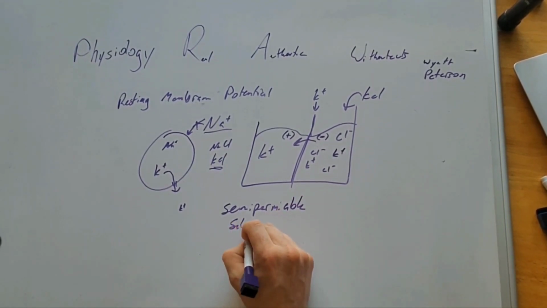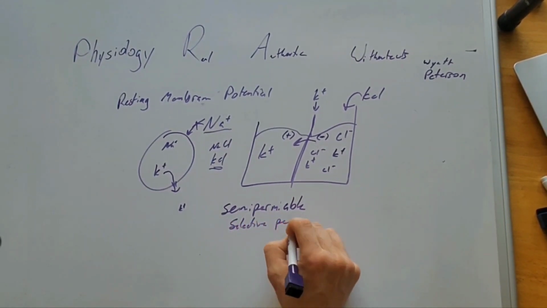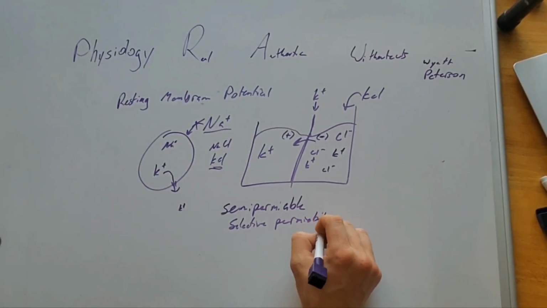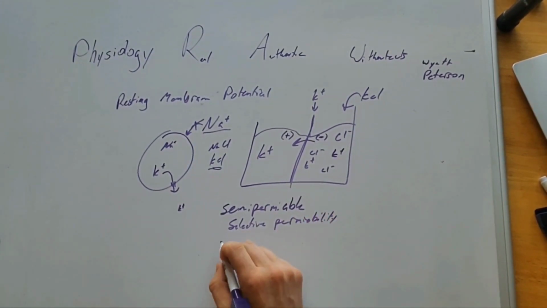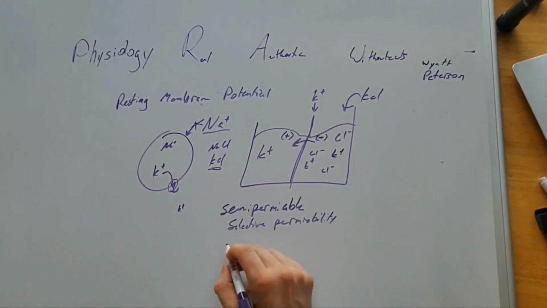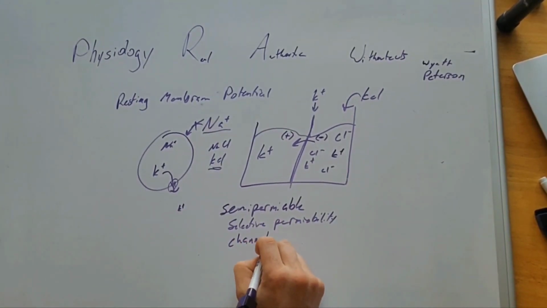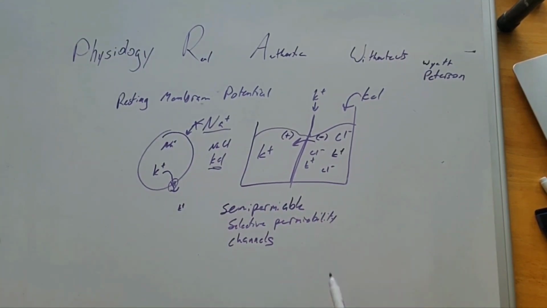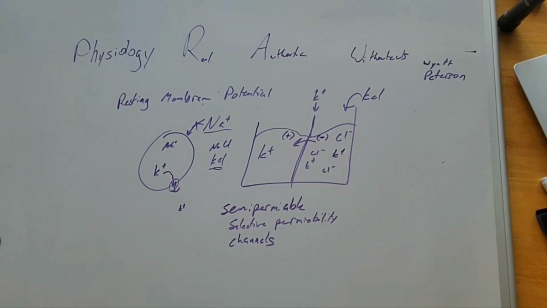Semi-permeable, or selective permeability. And then also, these channels will affect it. So channels play into permeability as well. Those are some characteristics of the cell membrane that will affect the resting potential's development.